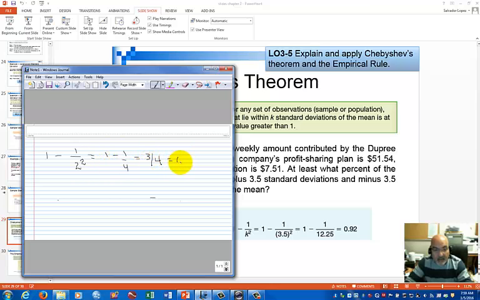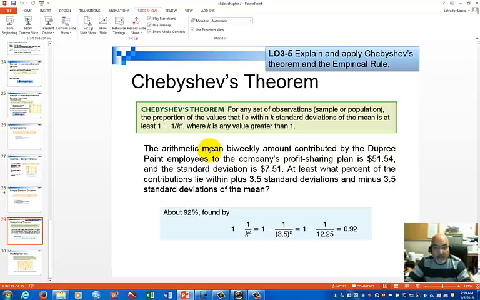And that is 75%. So notice that the percent is lower because Chebychev applies to any shape, so the numbers are more conservative. So that's the end of section 5 and the end of chapter 3.